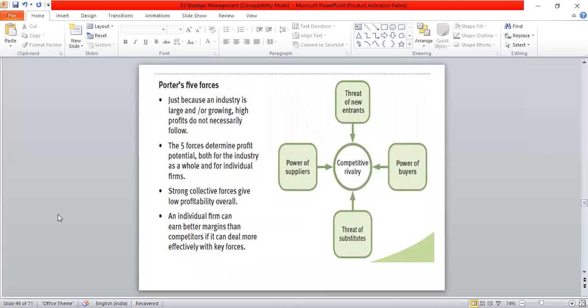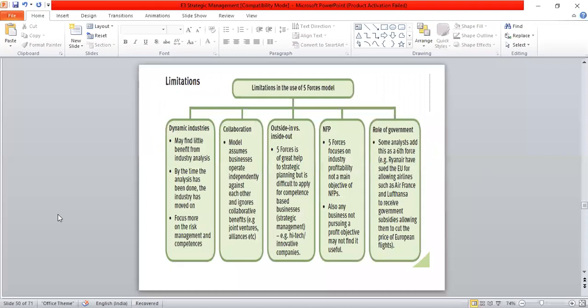So Porter has defined these five forces as threat to the organization, but the role of government cannot be overlooked. Most of the time, the situation which arises because of government's policies and procedures can also act as a threat. Okay.